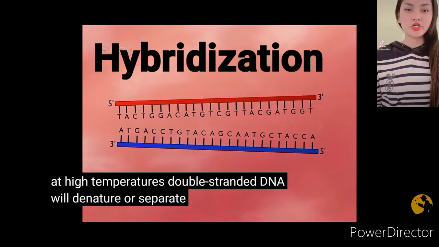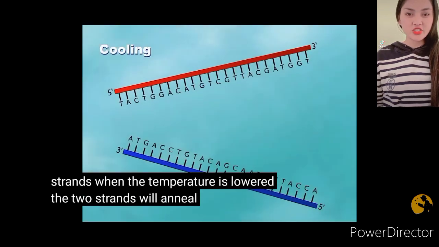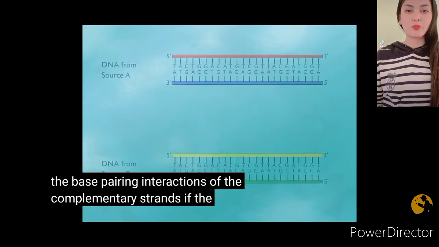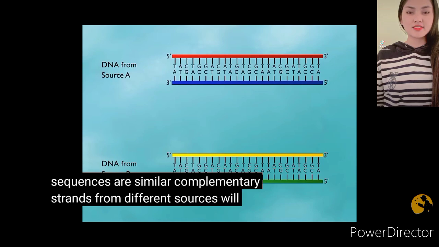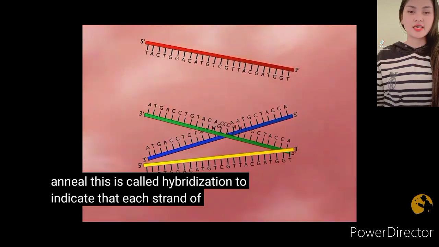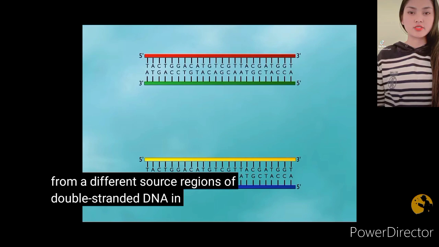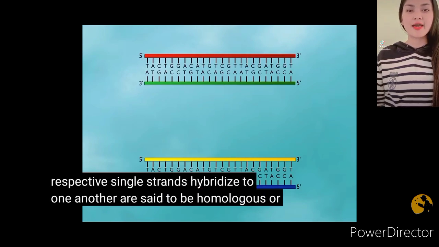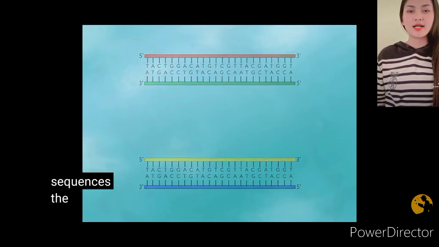Hybridization. At high temperature, double-stranded DNA will denature, or separate into single strands. When the temperature is lowered, the two strands will anneal because of the base pairing interactions of the complementary strands. If the nucleotide sequences are similar, complementary strands from different sources will also anneal. This is called hybridization. It indicates that each strand of DNA came from a different source. Regions of different double-stranded DNA in which the respective single strands hybridized to one another are said to be homologous, or have similar or identical nucleotide sequence.